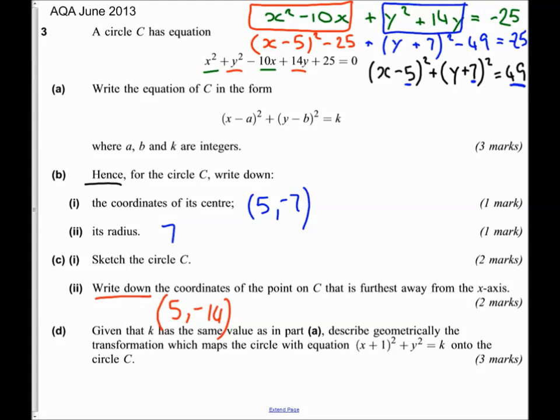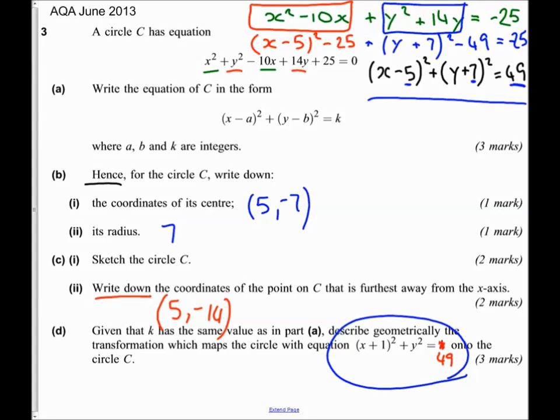And then finally, given that k has the same value as in part A, describe geometrically the transformation which maps the circle with the equation (x + 1)² + y² = k. Well, we can change the k to 49 because it says that it's got the same value. How do I map this circle onto this equation?